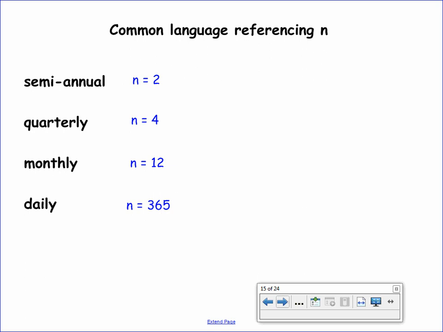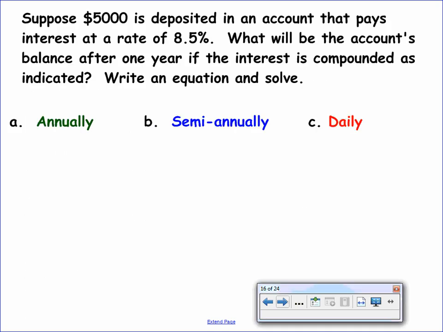Let's go ahead and try some. So, suppose $5,000 is deposited in an account that pays an interest rate of 8.5%. What will be the account's balance after 1 year if the interest is compounded annually, semi-annually, or daily? In order to do this, we'll simply use our formula and plug in the given information. So I know that an annual compounding would occur just once at the end of the year.